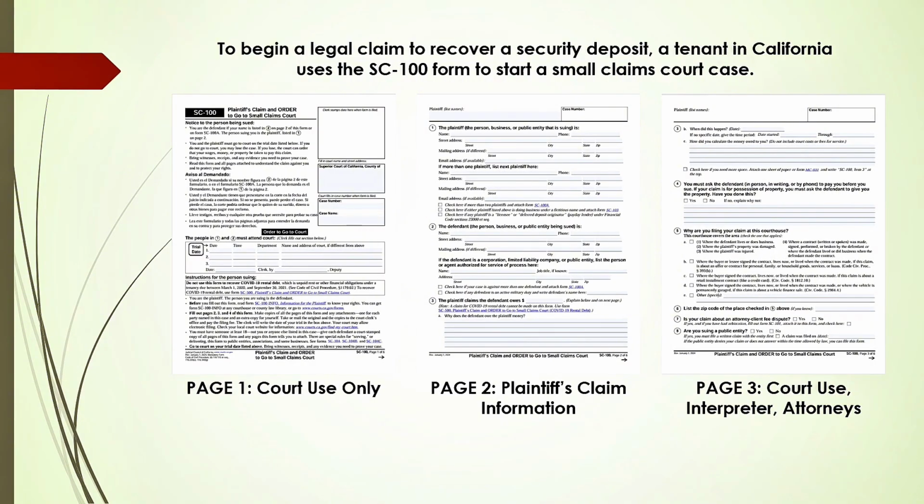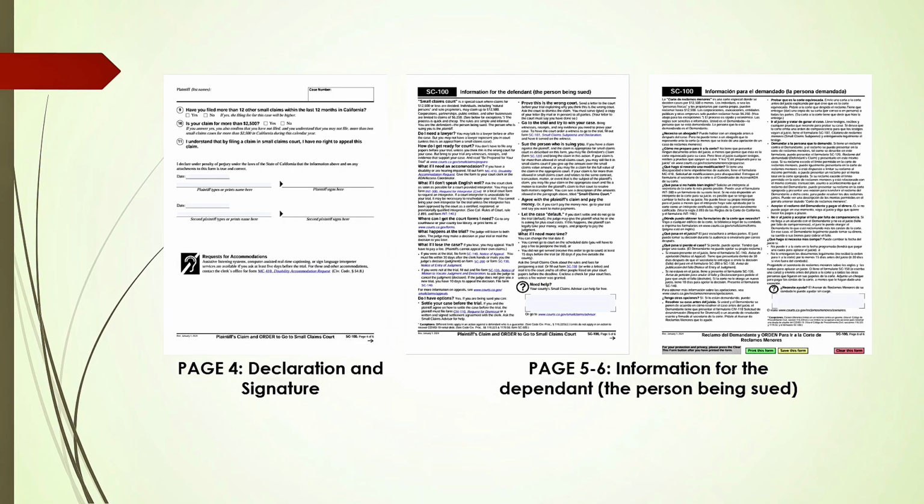Page 1 is for court use only, and page 2 is for the plaintiff's claim information. Page 3 is for court use, interpreter, and attorneys. And page 4 is for the declaration and signature. And pages 5 to 6 are for information for the defendant, or the person being sued.